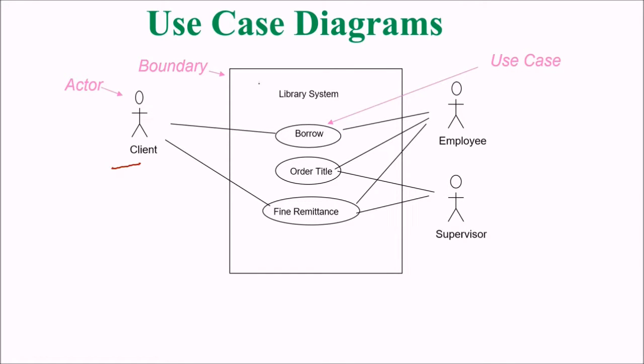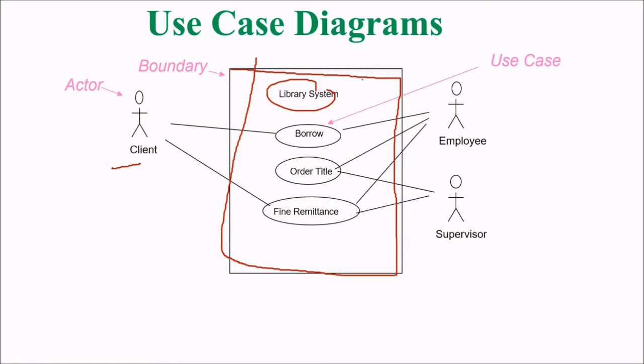Here is an actor. This is the boundary, in a square or rectangle. Let us take a library system as an example. And this is the use case. So these are all actors: client, employer, supervisor. How they are interacting, that means how they are using this system or aspects of the system. So this is your user or actor and this is your use case.